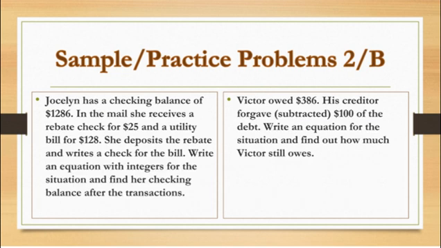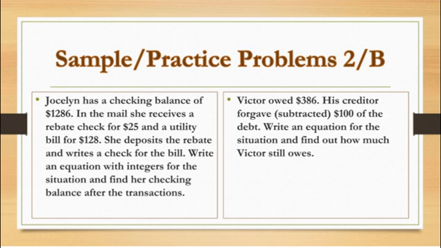And our last slide. Jocelyn has a checking balance of $1,286. In the mail, she receives a rebate check for $25. A rebate check just means they're giving you money back, so they're giving her $25 back. And a utility bill for $128, so now she's got to pay $128. She deposits the rebate and writes a check for the bill. Write an equation with integers for the situation and find her checking balance after the transactions.